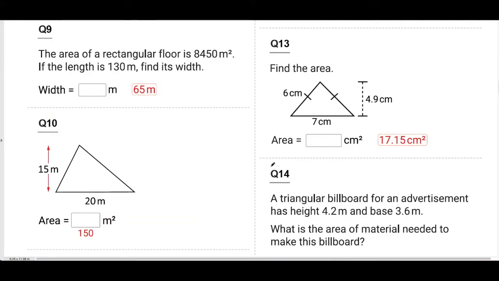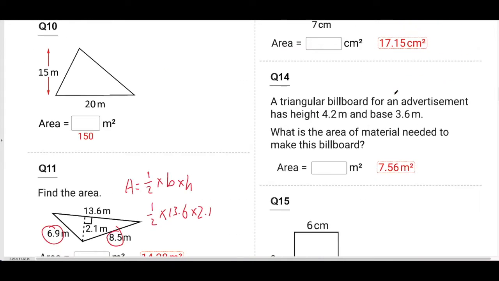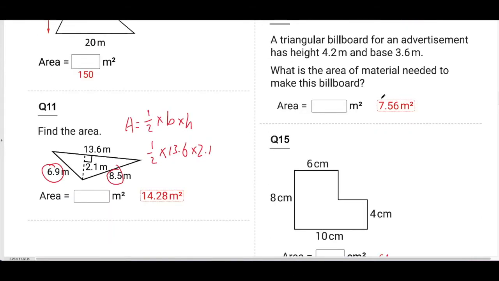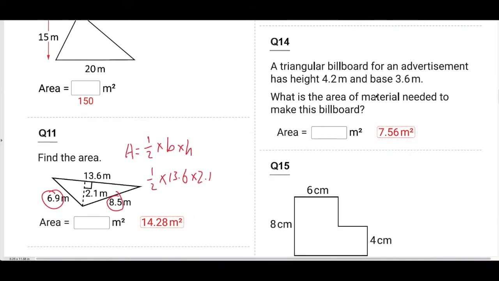Let's see question 13. Find the area. Again, same kind of question. Area is equal to half times base times height. So you guys probably got it wrong because you used the 6. Now the 6 is not to be used because remember, the base is the 7 and the height is the 4.9, right? Remember, this height forms a 90-degree angle with the base. Okay, so question 11 and then question 13. Oh yeah, question 13 and then question 22.